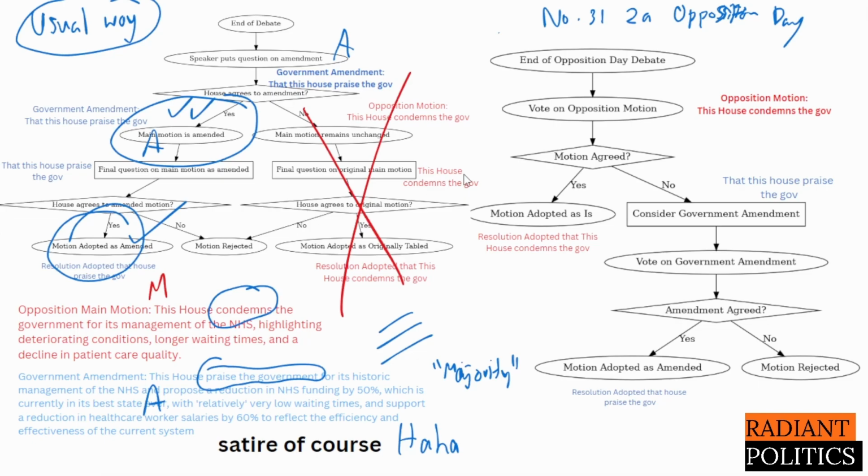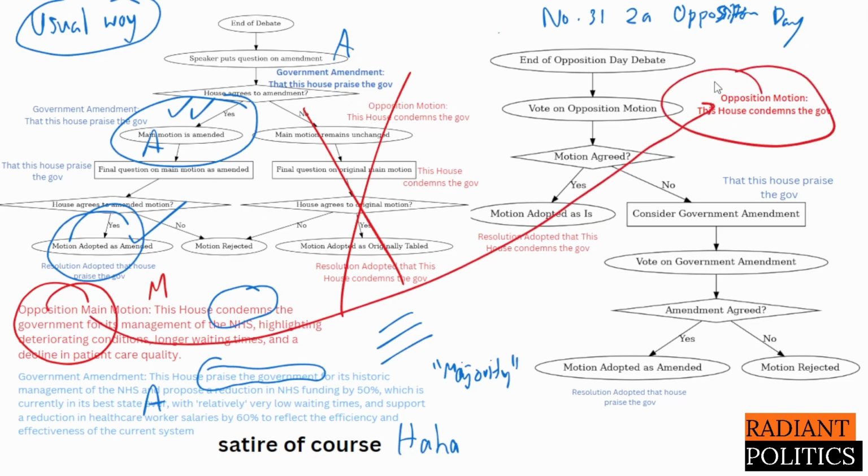At the end of the debate, the Speaker puts the original motion in the name of the opposition first. And even if it fails, and I can say that it is going to fail, at least the opposition can still vote on their own motion. And at the end of the day, if everything goes as planned, the government will get to adopt their own amendment. But at least MPs get to put their name on the record that they condemn the government.